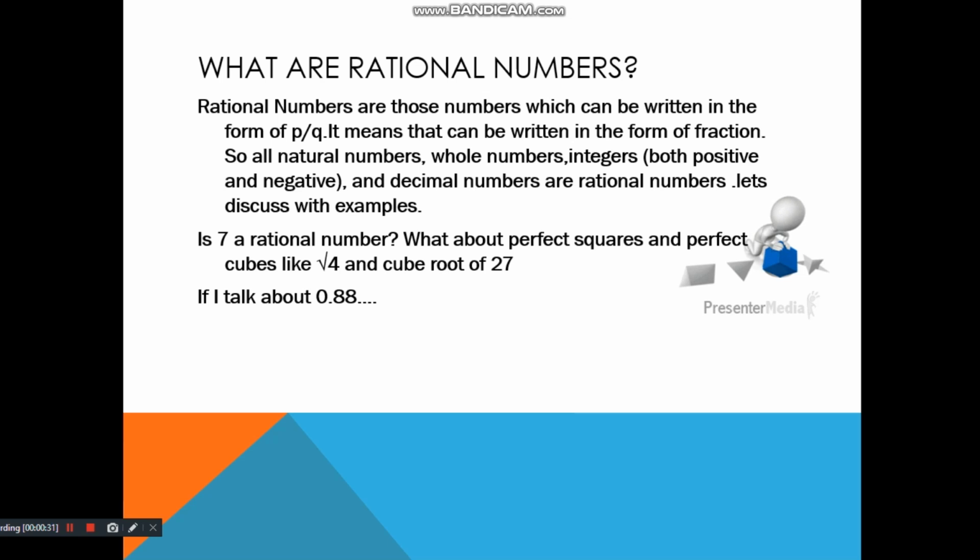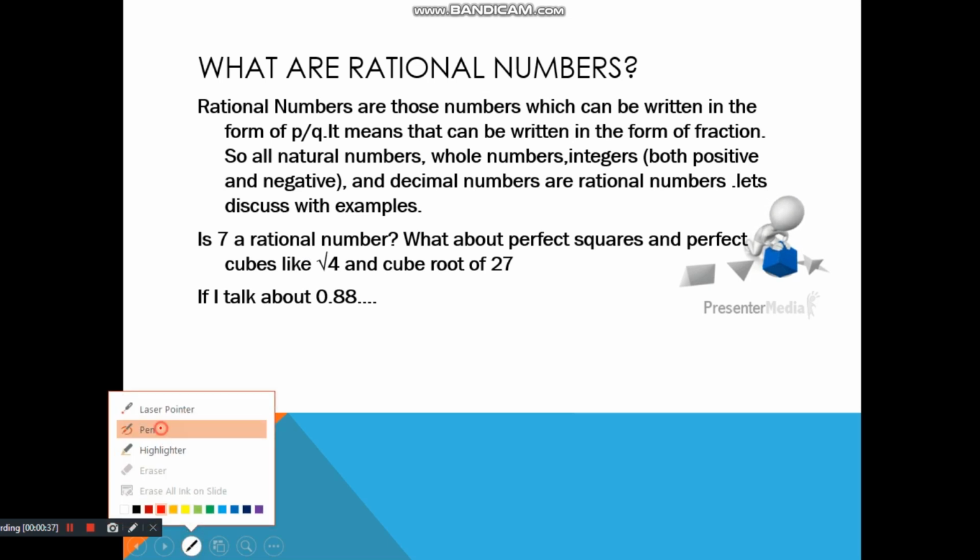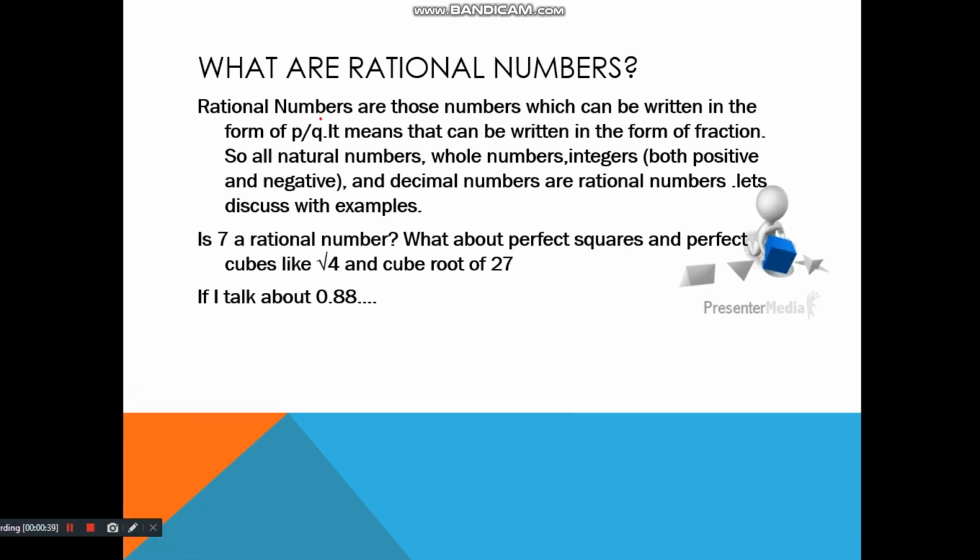So let's first discuss rational numbers. Rational numbers are those numbers which can be written in the form of P over Q. But what is P over Q? P over Q means the numbers which can be written in the form of a fraction. You are all familiar with fractions like 2 over 3. Any number which can be written in fraction form is called a rational number.